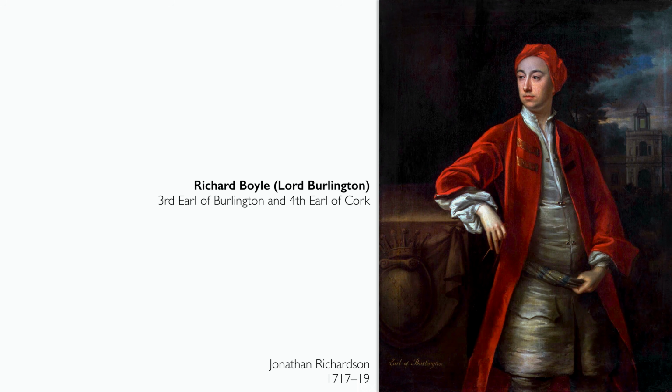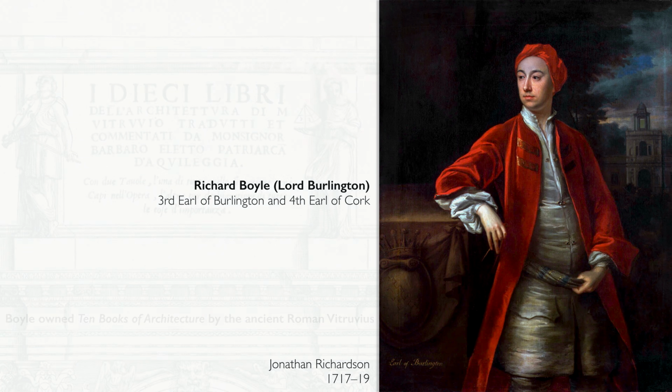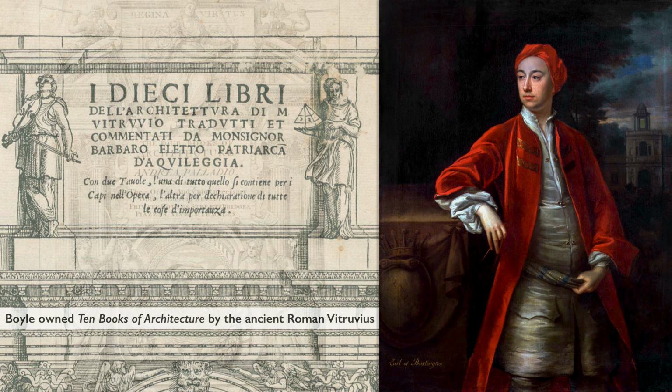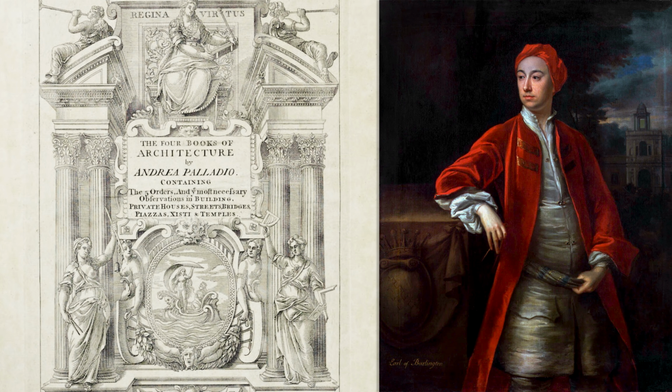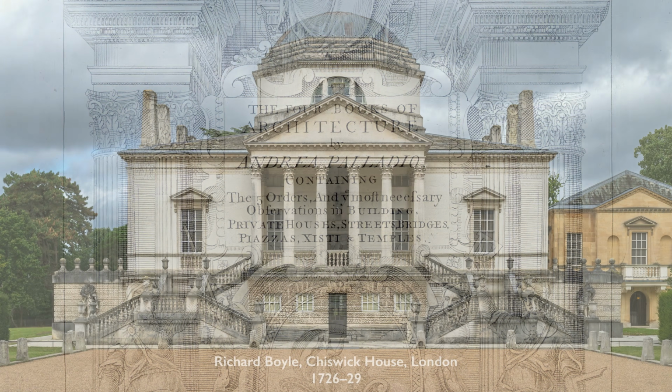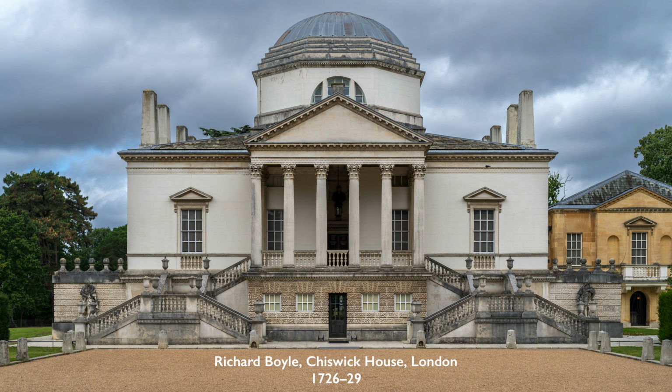The third Earl of Burlington, Richard Boyle, was an amateur architect and studied ancient Roman architecture, specifically the books on architecture by Vitruvius, but also studied the work of Palladio, this Renaissance interpretation of ancient Rome. And he wanted to bring those ideas here to his home.